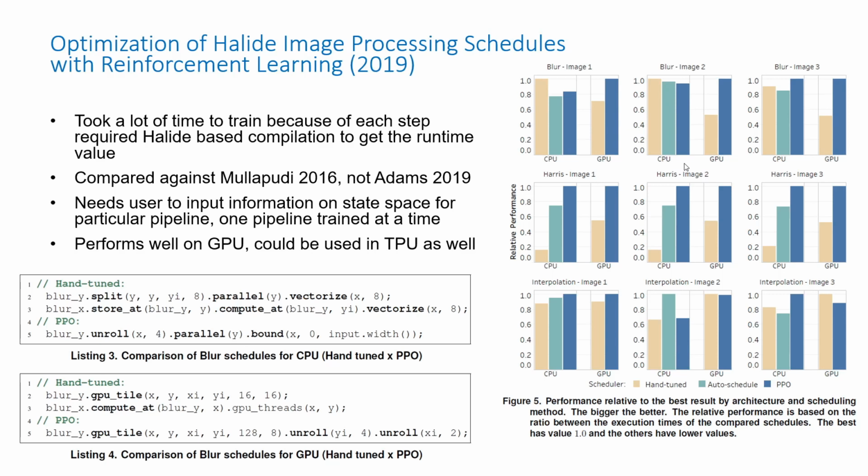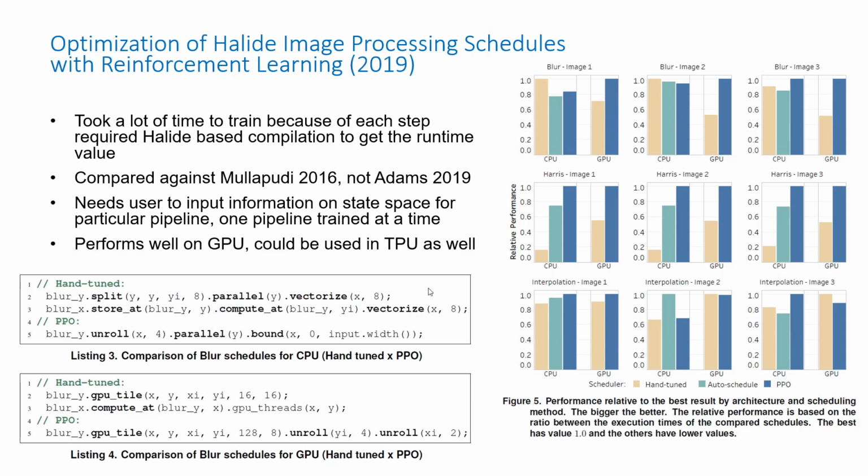Here are some of the results from the paper, and it compared against Mullapudi because Adams was not available. Also the bottleneck of this is the compilation time of Halide, and maybe something could be done about that. Maybe having a neural network that predicts the execution time could help in the reinforcement learning. I mean, not using the compiler every time.